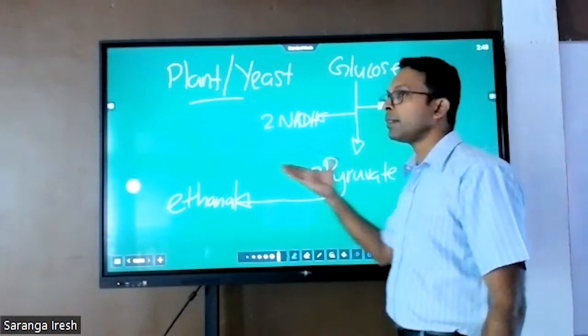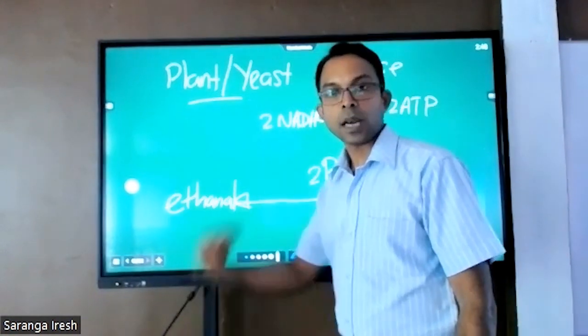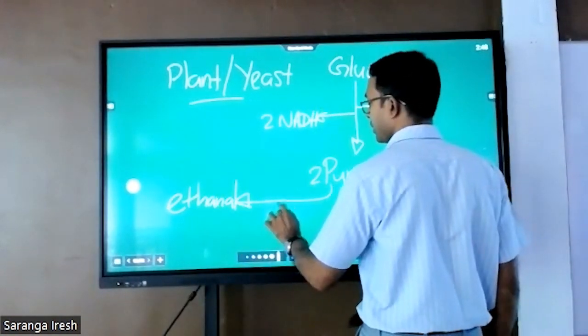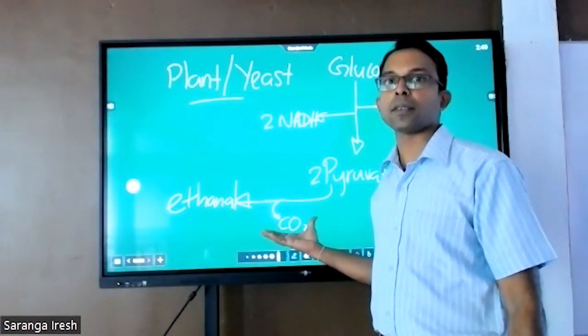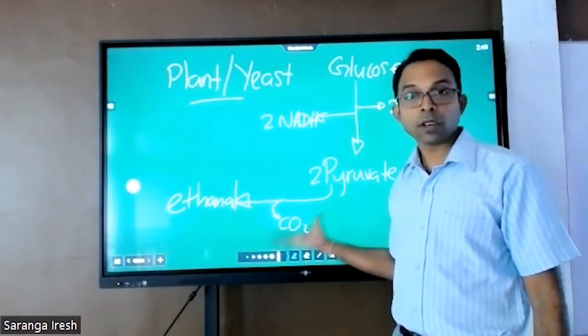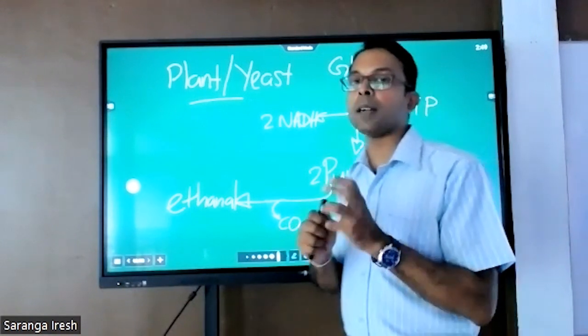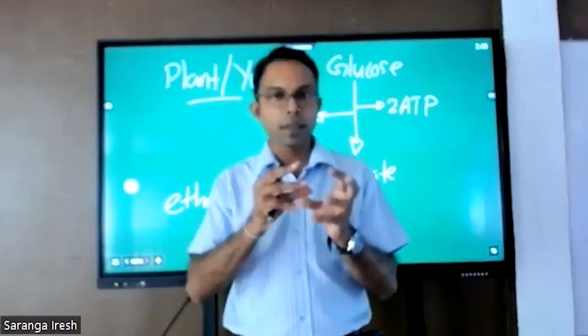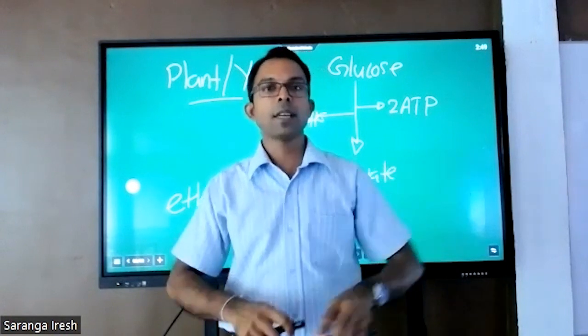When pyruvate converts into ethanal, it removes carbon. Carbon is removed as carbon dioxide. Remember, this carbon dioxide is removed here not using oxygen. Because of the internal breakdown, this internal reaction, the carbon dioxide is released.